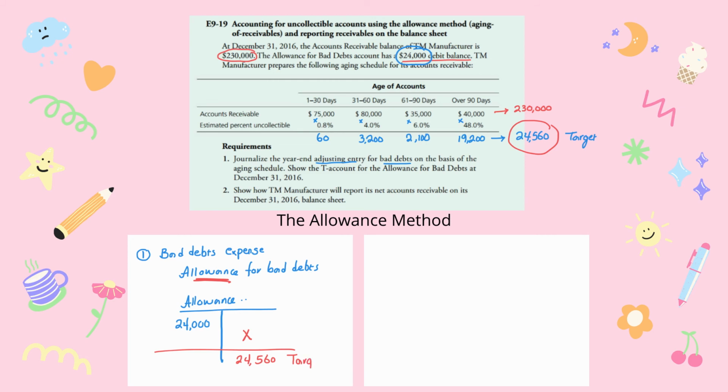Now to solve for X, what shall I do? Shall I add or subtract? Okay, since I have the ending balance on the credit side, it means that the credit side was greater than the debit side by the target amount. So to solve for X, I'm going to add, because X less 24,000 equals 24,560. So to solve for X, I'm going to add these two. 24,560 plus 24,000 is going to be 48,560.